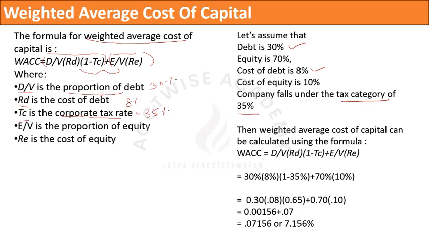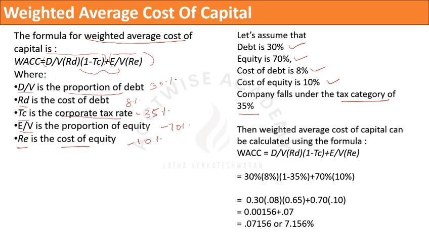E/V is the proportion of equity. So now you can tell what is E/V. Yes, E/V is 70%. RE is the cost of equity. You can all tell what is RE. Yes, correct. Cost of equity is 10%.